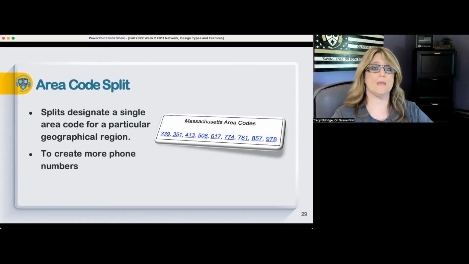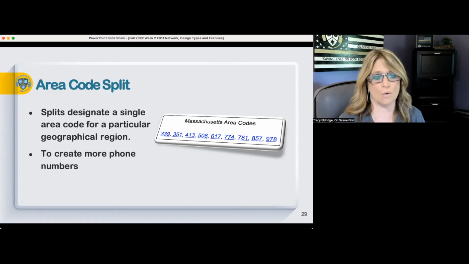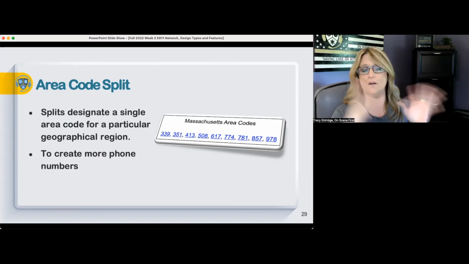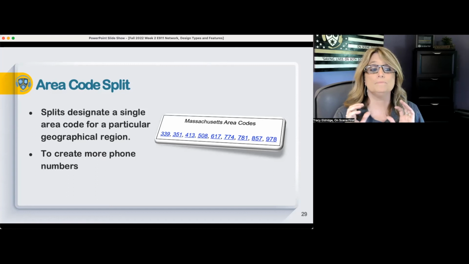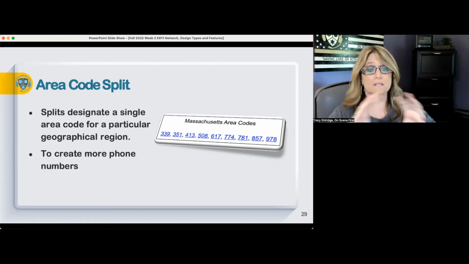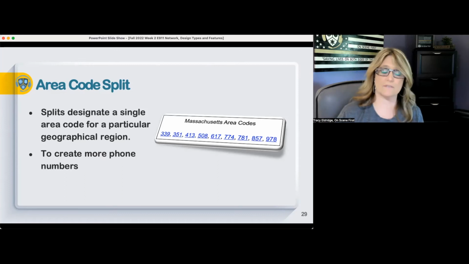So maybe everybody in Plymouth County had a 508 area code, and everybody in Barnstable County had a 617 area code. And I know that's not what it is, so Massachusetts folks don't come at me. But they had to select a geographical area that says any phone number that lives in this area is going to be a 508 or a 413 or a 617 area code.